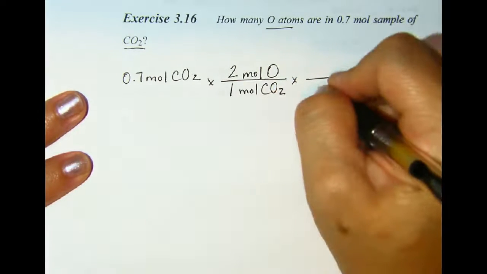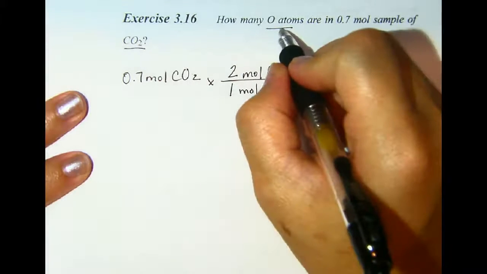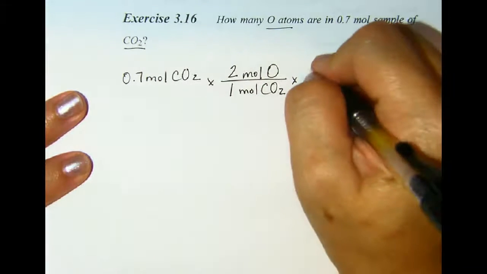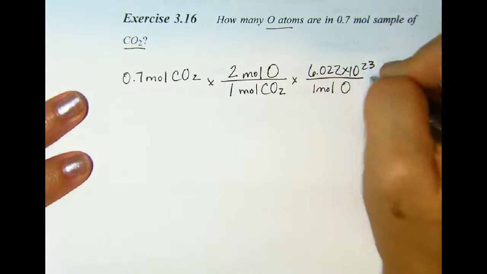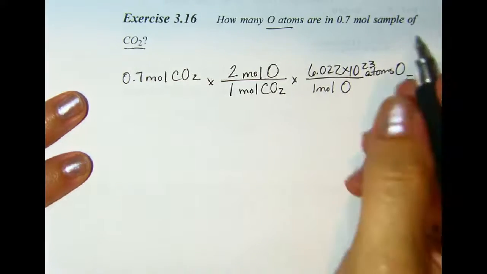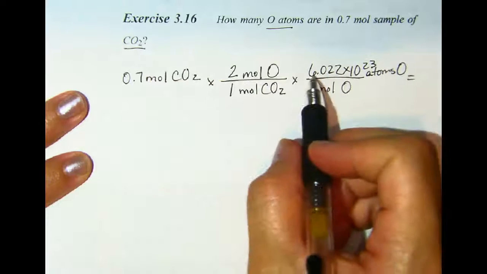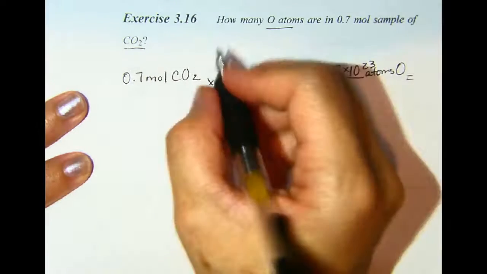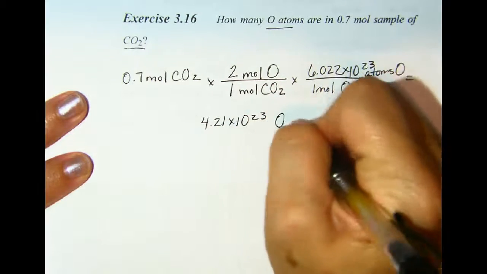Now I can bring down 1 mole of oxygen, and I want to know how many atoms, which means I want to use Avogadro's number, 6.022 times 10 to the 23rd atoms of oxygen, in order to get my answer. And when you do this calculation, 0.7 times 2 times 6.022 times 10 to the 23rd, you get 4.21 times 10 to the 23rd oxygen atoms.